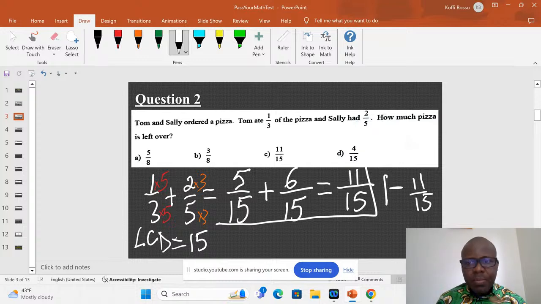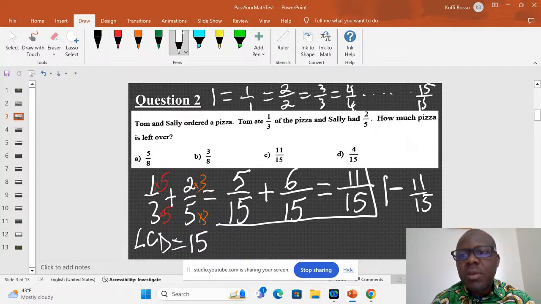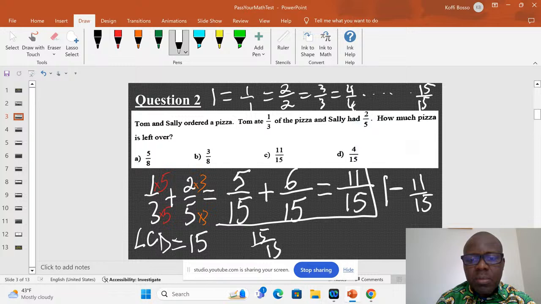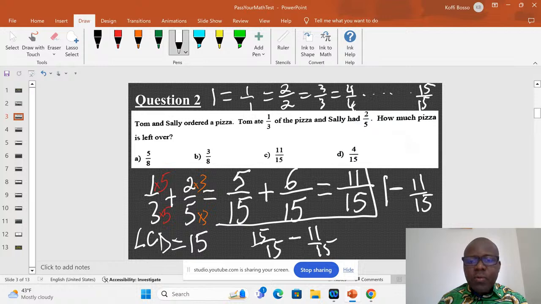But understand something. 1 is the same as 1/1. I can change 1 to a fraction. 1 is the same as 2/2, 3/3, 4/4. That 1 is the same as 15 over 15. So I will take that 1 as 15 over 15 minus 11 over 15. Any questions so far? Feel free to send your question through the chat.